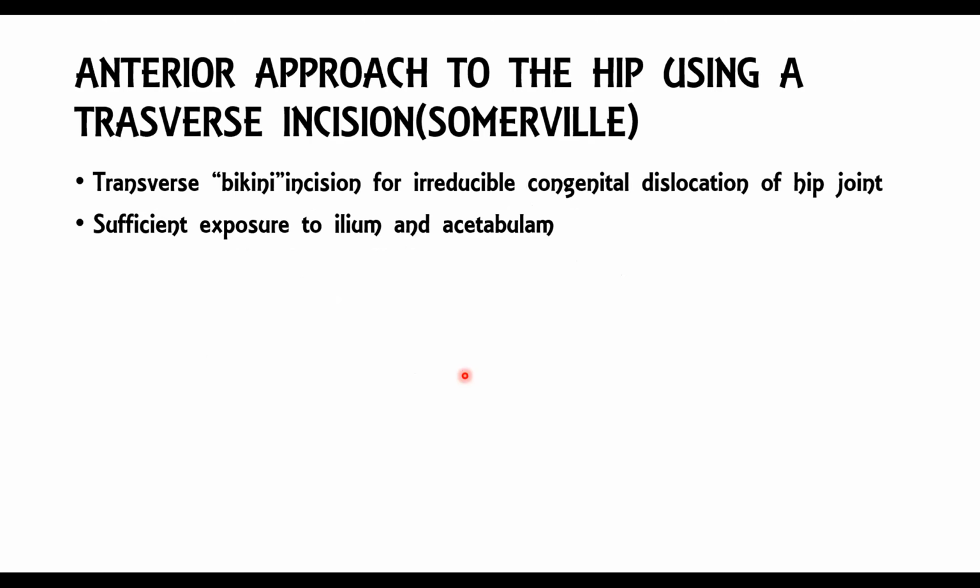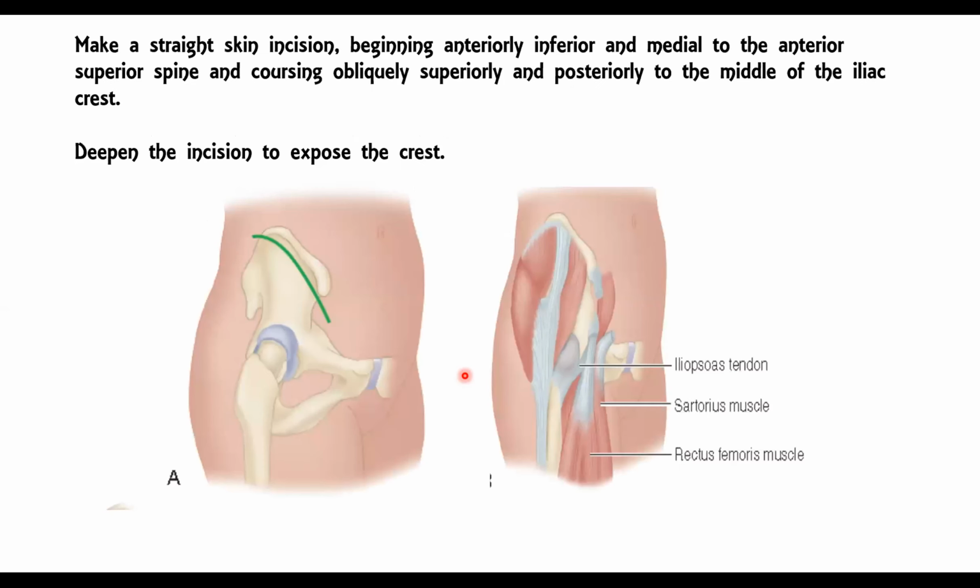Okay. Now going to the anterior approach using a transverse incision. This is known as the Somerville approach. Yes, there is a question asked in DNB: what is the Somerville approach? And I asked regarding the Bikini incision. This is a transverse Bikini incision, which is used for irreducible congenital dislocation of the hip joint. It has sufficient exposure to the ilium and acetabulum. You can see here, make a straight skin incision beginning from anteroinferior and medial to the anterior superior iliac spine.